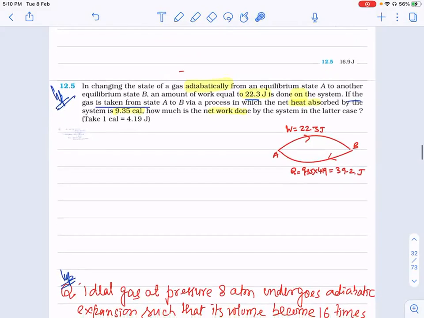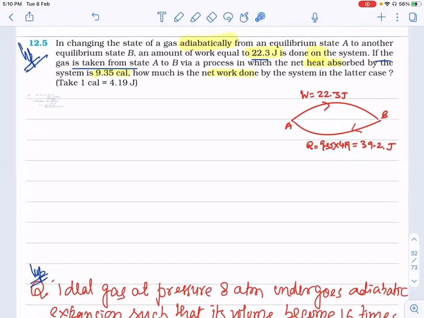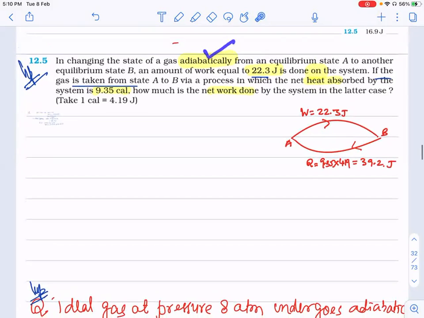First we'll do the other numerical, an NCERT book numerical. This is based on adiabatic expansion, adiabatic process, as well as the first law of thermodynamics. Let's see what this question is. Number 5: in changing the state of a gas adiabatically from an equilibrium state A to another equilibrium state B, an amount of work equal to this much is done on the system, adiabatically.